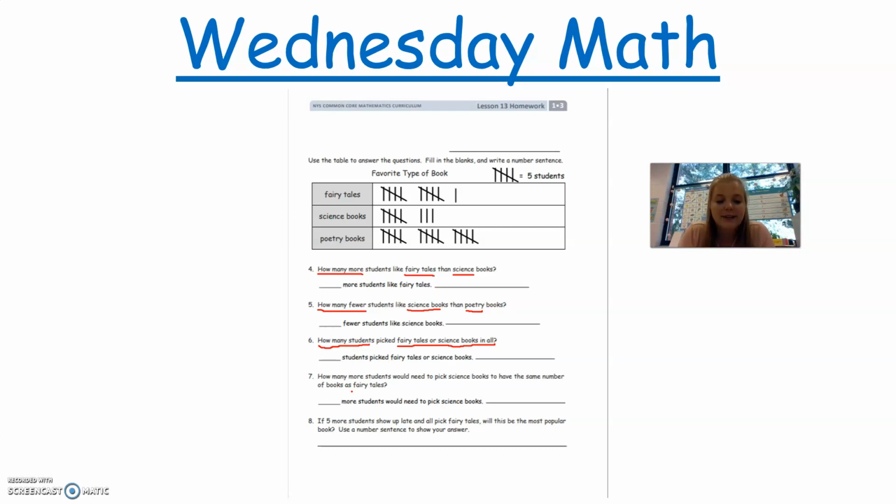Number 8 says, if 5 more students show up late and pick all fairy tales, will this be the most popular? That's our bonus question, okay? If 5 more people show up late and pick fairy tales, so we have to add 5 more, will it be the most popular? You figure that out and let me know, okay?